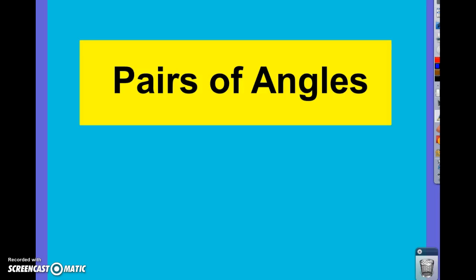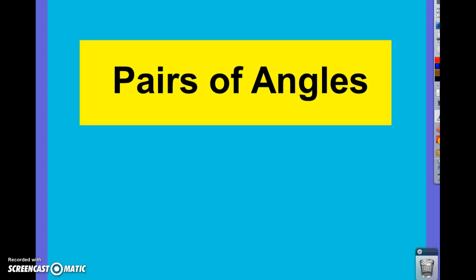Okay, guys, so today we're going to be talking about pairs of angles. You should have a note sheet in front of you that's titled Pairs of Angles, and it has some blanks, and at the bottom it has a practice problem. If you don't have this in front of you, you need to get it in front of you because that's what we're going to be using today for the lesson.